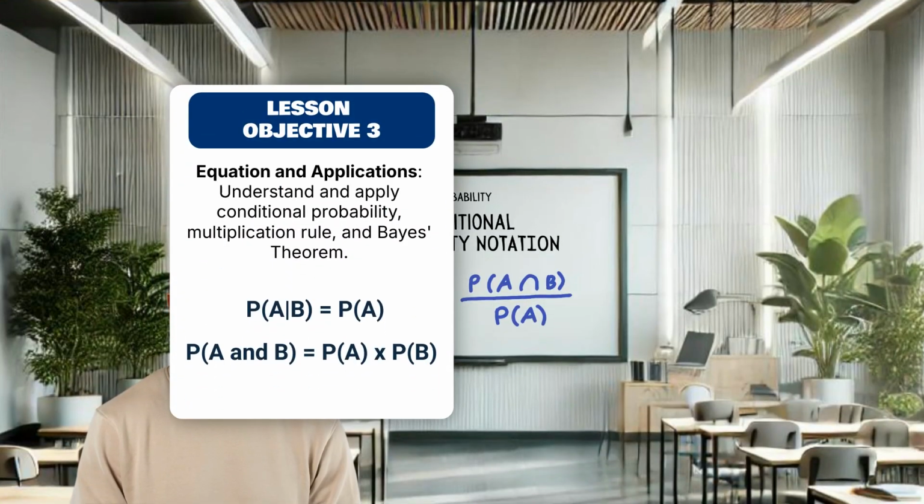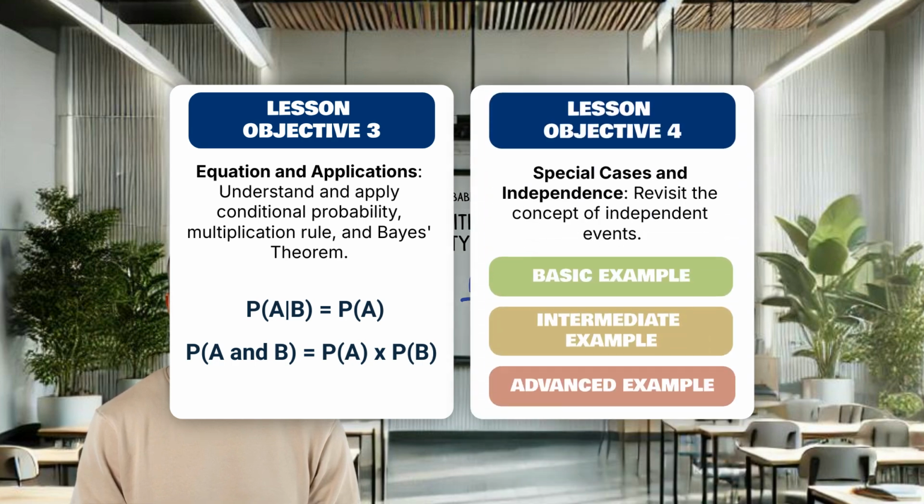Equation and applications. We will then explore the mathematical foundation of conditional probability, including the core formula. We will also learn how to rearrange this formula to derive the multiplication rule. This will unlock deeper insights, including an introduction to Bayes' theorem, which has vast applications ranging from criminal justice to machine learning.